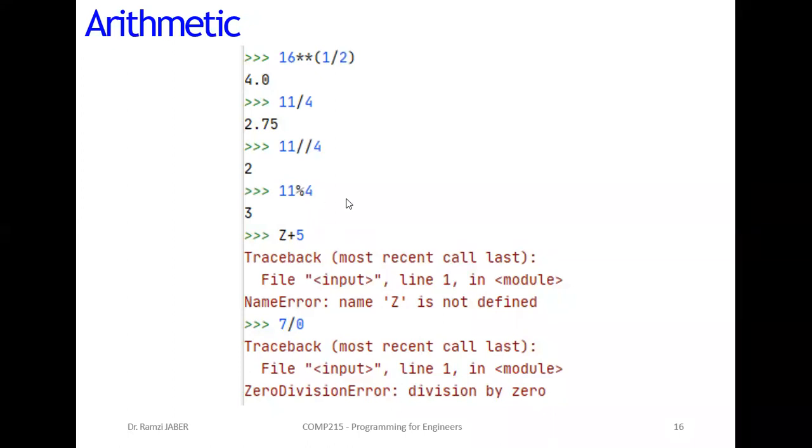The modulus, you know the modulus, the remainder. And here the exponent. Radical square 16 means 16 to the power half. So double star means to the power, the exponent, and it will be equal to 4. Okay, this is the main difference between C, C++, Java, and Python.